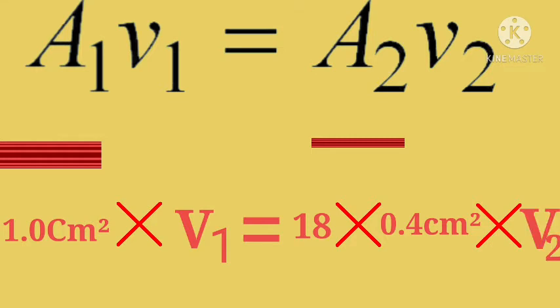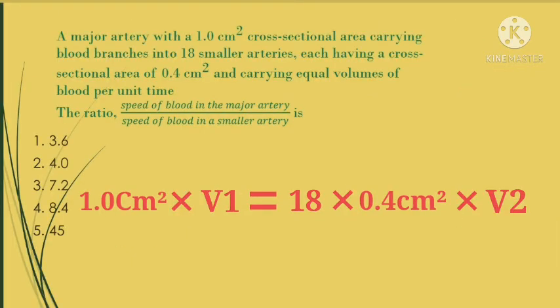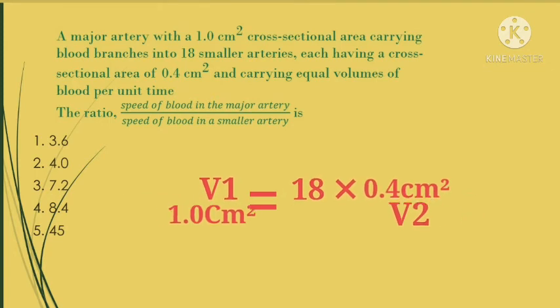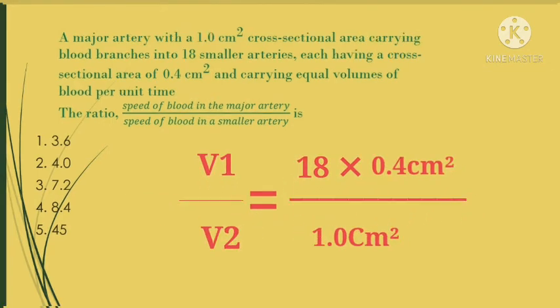So if we apply these numbers that we know from this question, we will come up with 1 V1 equal to 18 into 0.4 into V2. In the question, they are asking about the ratio between the speed of the major artery and the smaller artery. So that is basically V1 over V2. So V1 over V2 equal to 18 into 0.4 over 1. So the answer is 7.2. So that is the third answer.